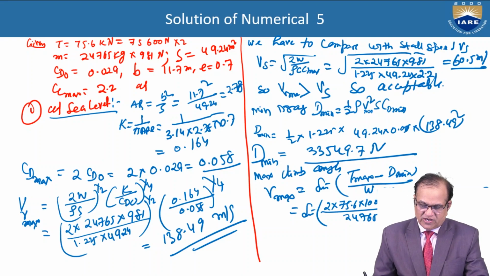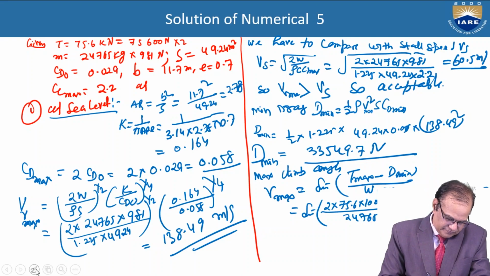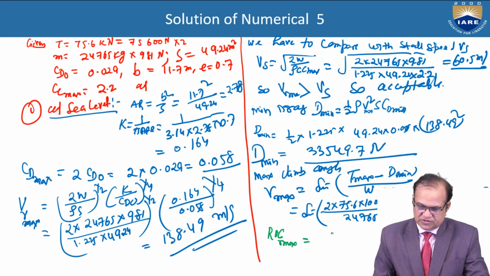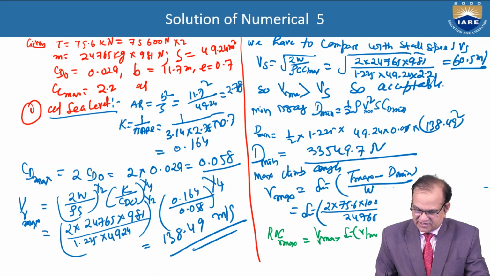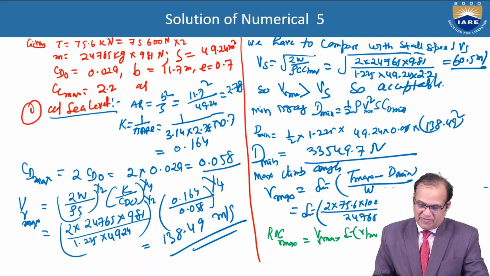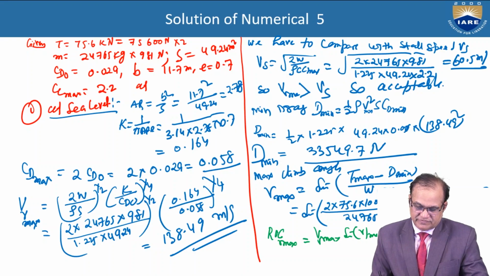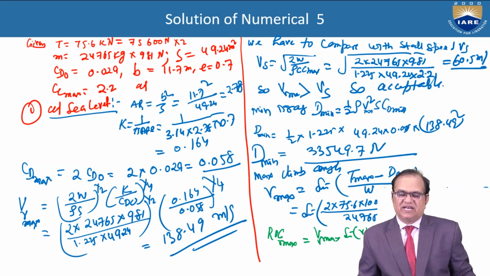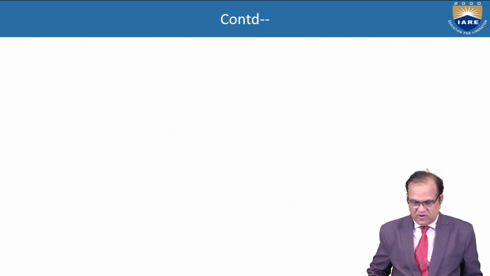So we can now find out the ROC, rate of climb. ROC at gamma max is equal to V gamma max into sine gamma max. So here we can write that V gamma max we have got 138.49 into sine of 28.96, and we got this value as 67.05 meter per second. So this we have already done.